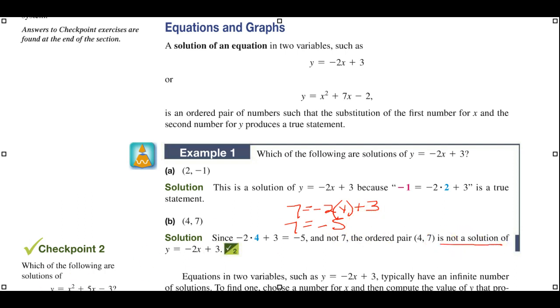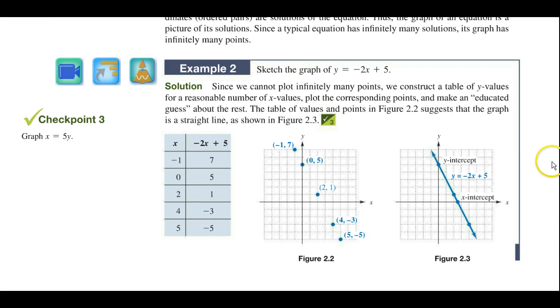It's not a solution. Now for example 2, they're introducing the use of a t-chart where we have the x, and in a sense this will be our y value once we put that x into this formula, because this represents what y is, and we get various points. And interestingly, you'll note that all of these points are in a straight line. So if we take our line tool, we actually create the graph of this equation.